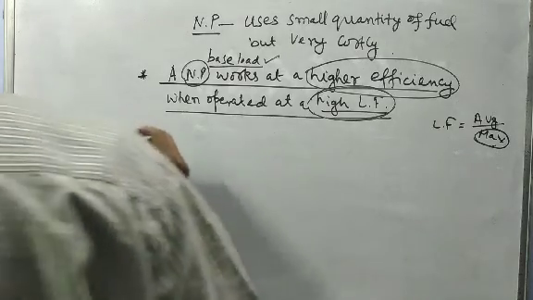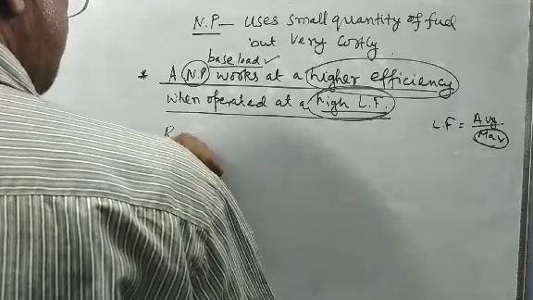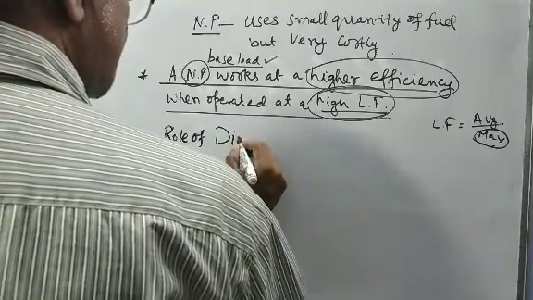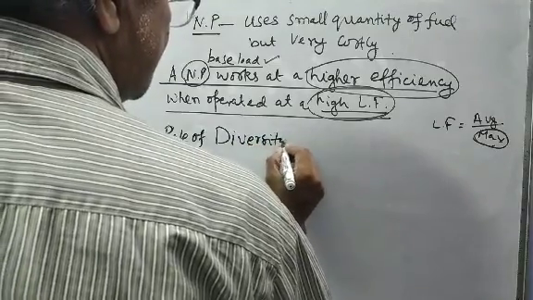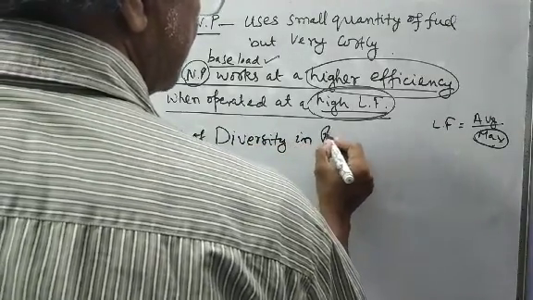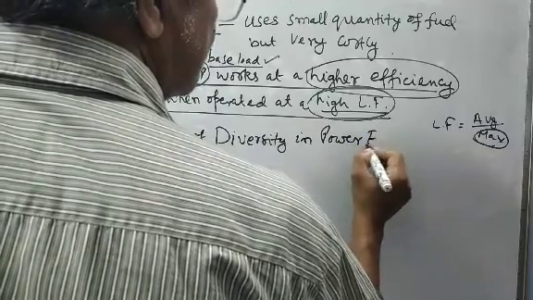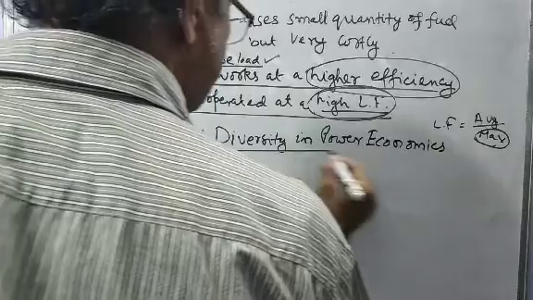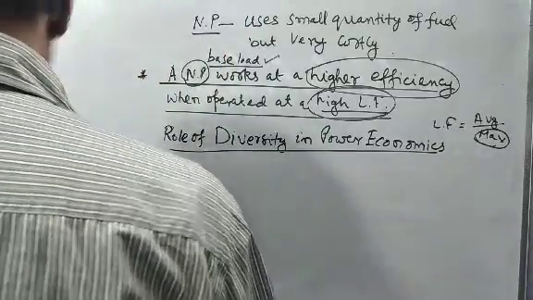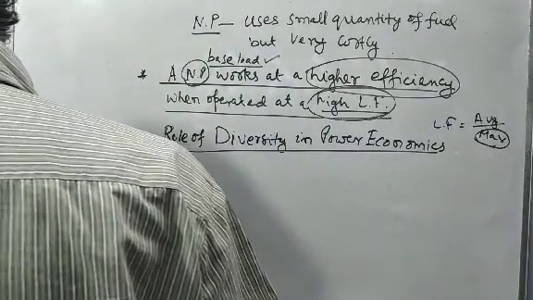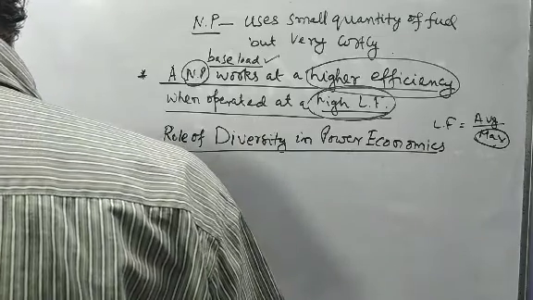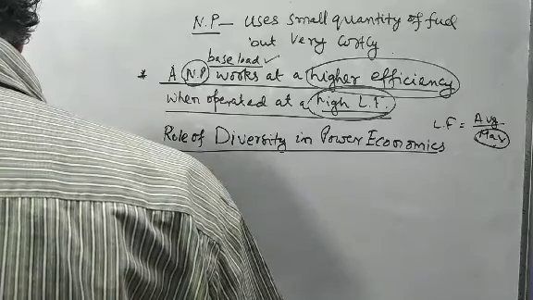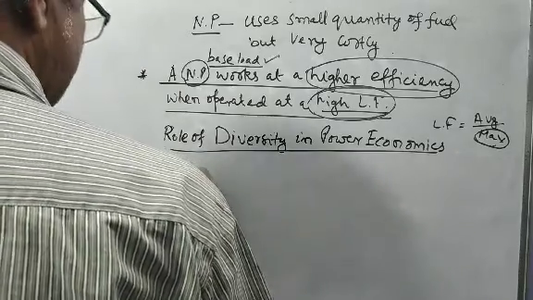So you can write down the role of diversity, what is the role of diversity in power economics? Very important in power economics. Pointwise, I will be writing, you can note it down. So diversity between the loads of different consumers and different areas leads to the reduction in generation, transmission, and distribution facilities.